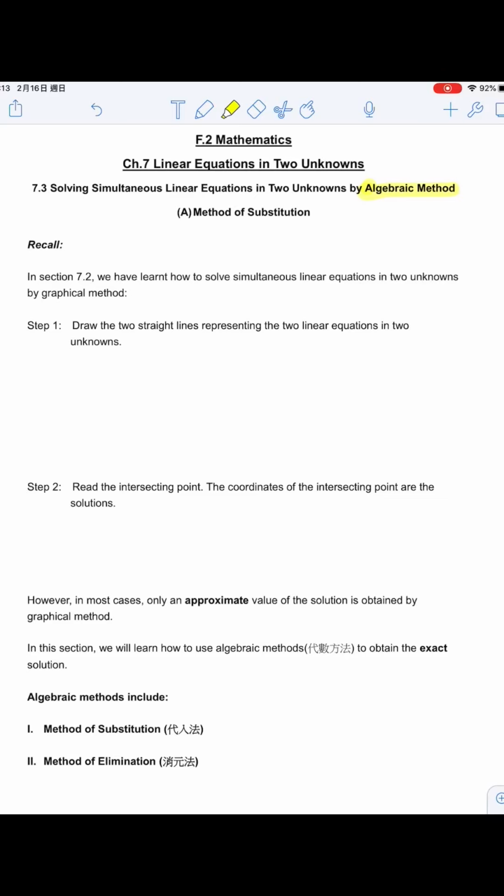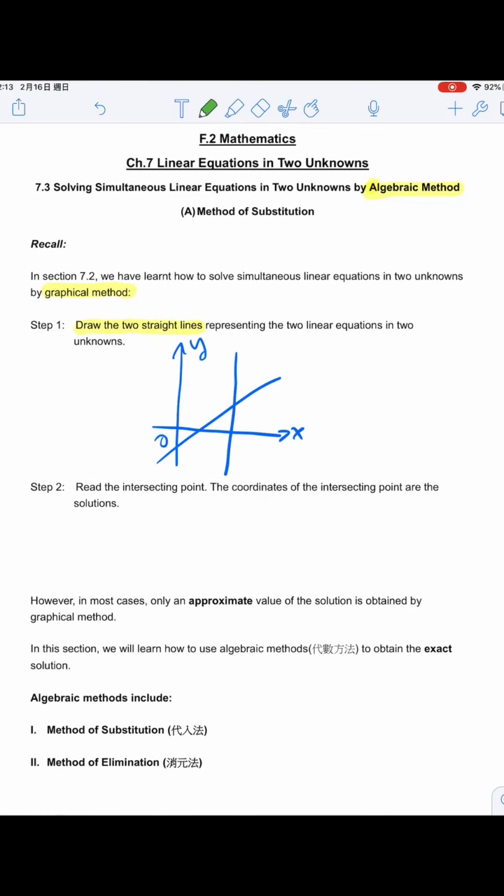We learned how to solve the simultaneous linear equations in two unknowns by graphical method. Step 1 is to draw the two straight lines representing the two linear equations in two unknowns. Say these are the two straight lines representing the two linear equations. Then you have to write the intersecting points of the two straight lines, and the coordinates of the intersecting points are the solutions.